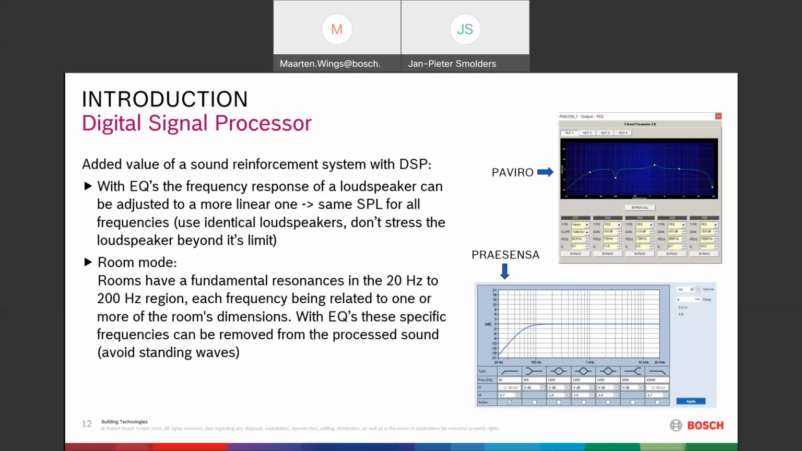So maybe you have been to a concert once where the sound technician is doing some sound checks, and then all of a sudden you hear such a low humming sound. That's most likely the room mode, and he will take it out with EQs. Now here you see the pictures on the right, the EQ sections of Paviro and Presenza. Both systems have this kind of DSP on board.